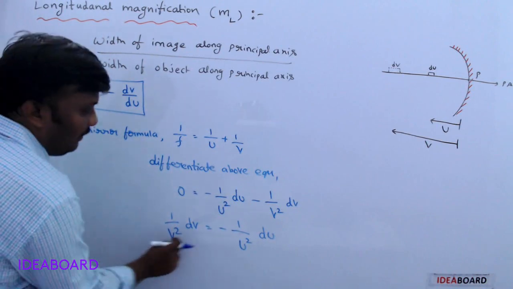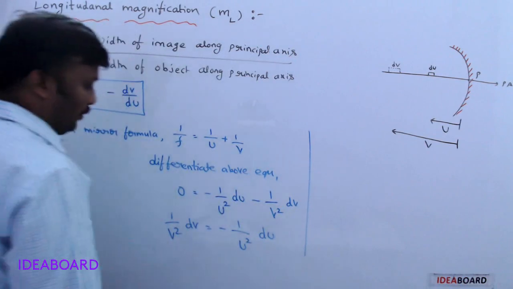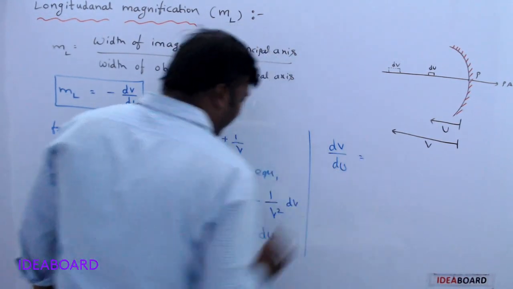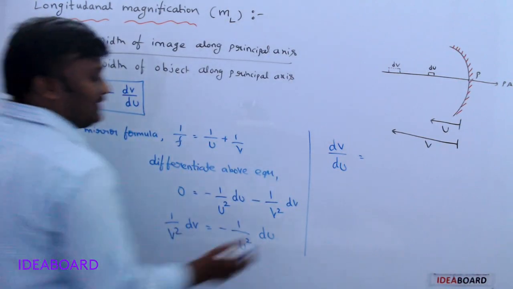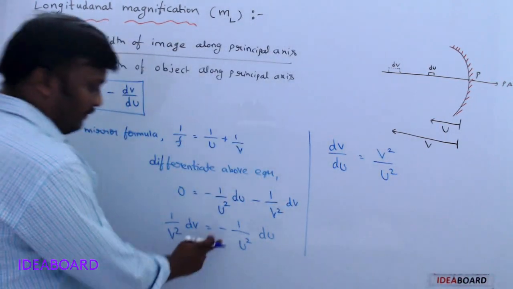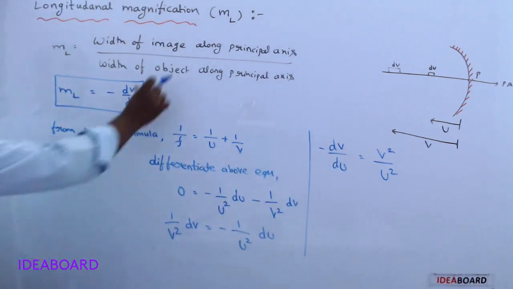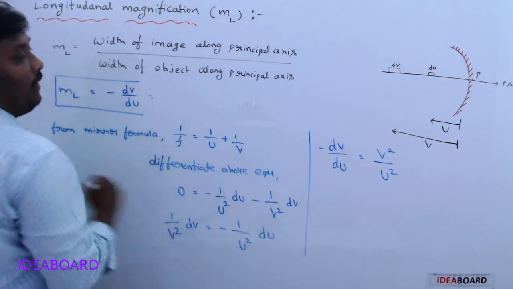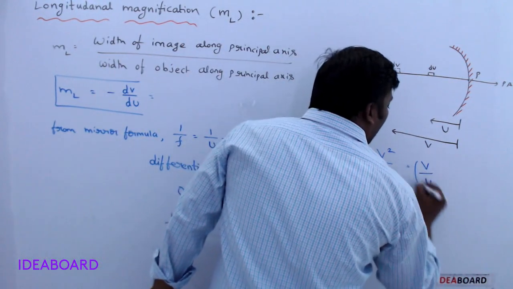Now v square will be taken to that side, du to this side. Then what you got? dv by du is equal to minus v square by u square. The minus is there, no? So, minus dv by du is nothing but v square by u square. Can you write this as v by u whole square?